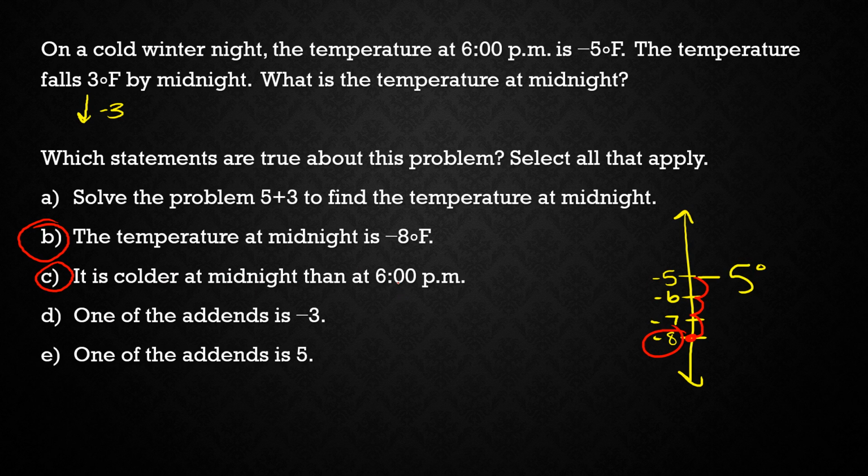And the very last one, this word addends. Addends is a number that you are adding onto an existing one. Here, our starting number was -5. Then I needed to add -3 to give us that -8, because that -3 is how much our temperature decreased by. So another answer that we would want to pick is that one of the addends is -3, because again, an addend is any number that you are adding to an existing one.